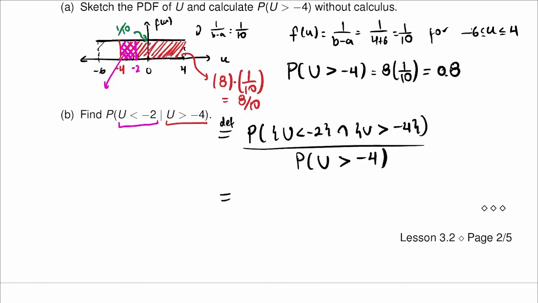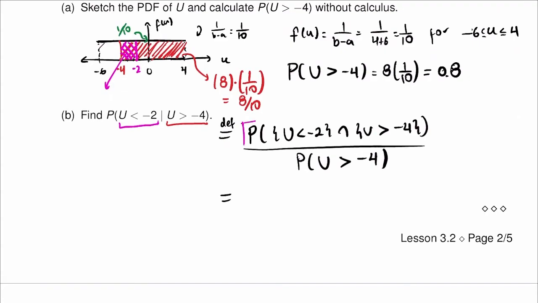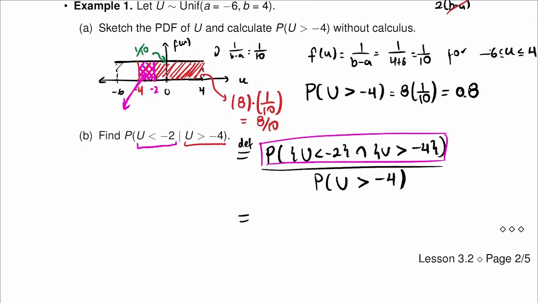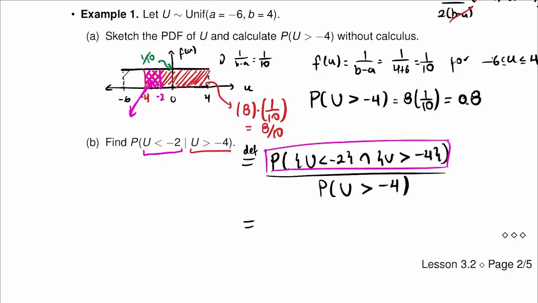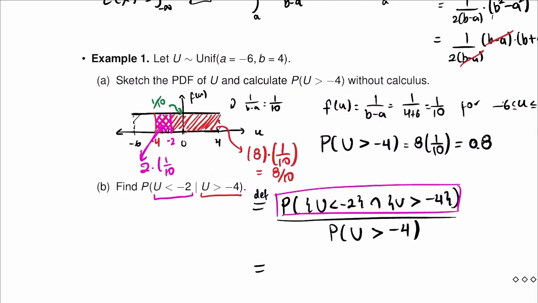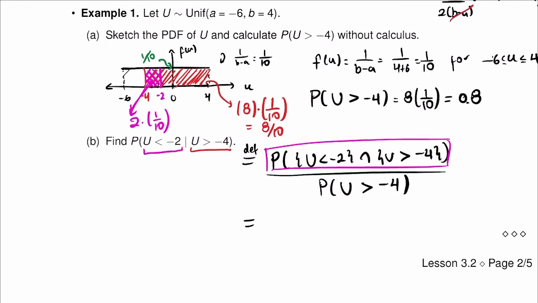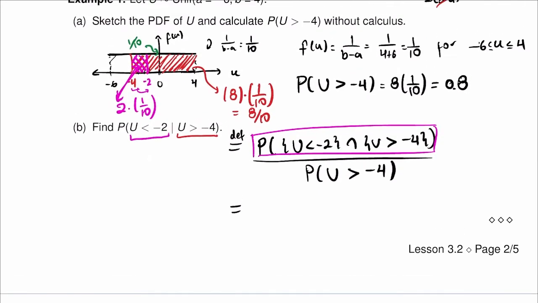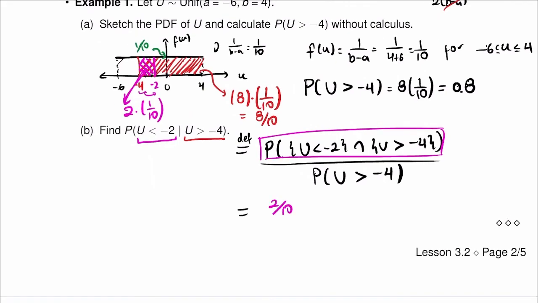The numerator is the area of this pink rectangle, and this area is going to be 2 times 1 over 10, because the width is going to be 2 and the height is 1 over 10. The width is 2 because we have two numbers, -4 and -2. So that probability is 2 over 10.